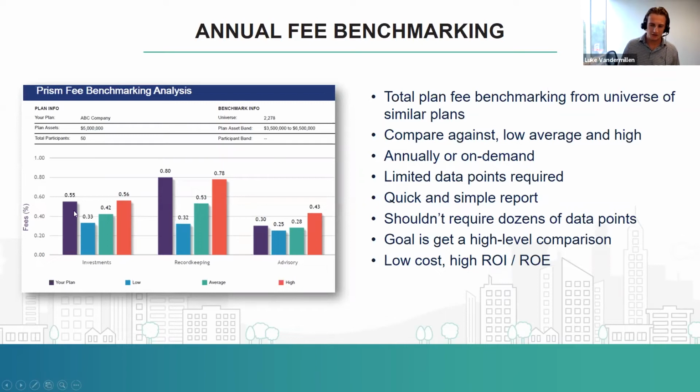And this advisor, all they had to do was type in the investment, record keeping and advisor costs here, and it creates this benchmark for them in seconds. And so if this advisor was presenting this report to one of their plan sponsors, or even a prospect for that matter, they could take a look and say, okay, it looks like your current advisory fees are in line with the low, average, and high, kind of right around the average there. But the record keeping charges are 80 basis points, and the high, or the 75th percentile of this universe, is 78. And so that means they're on the very, very end of that spectrum.